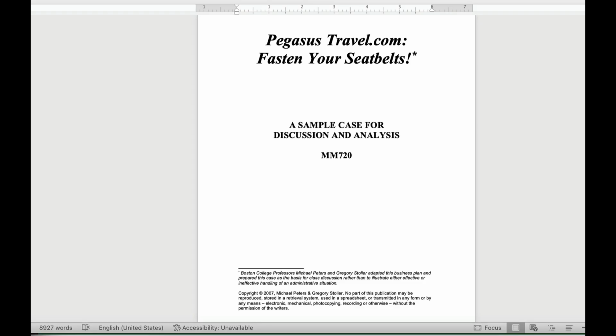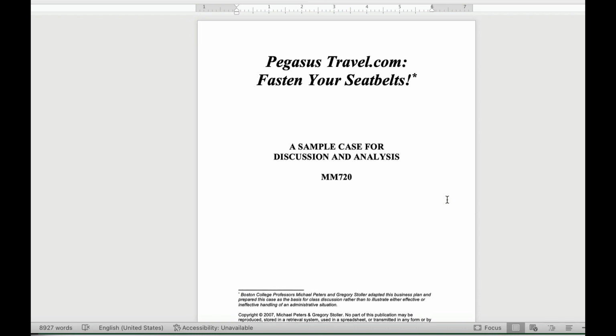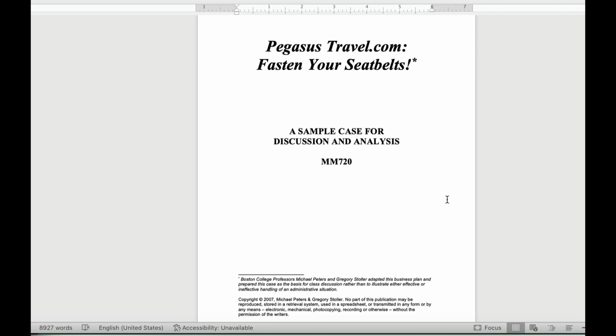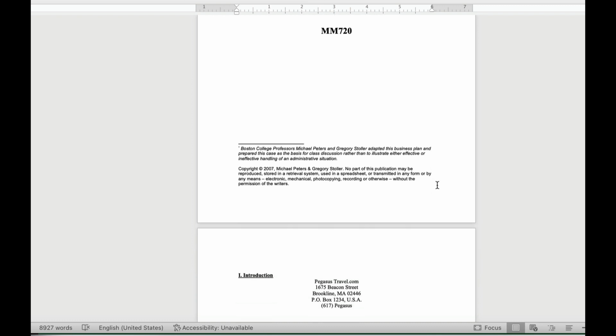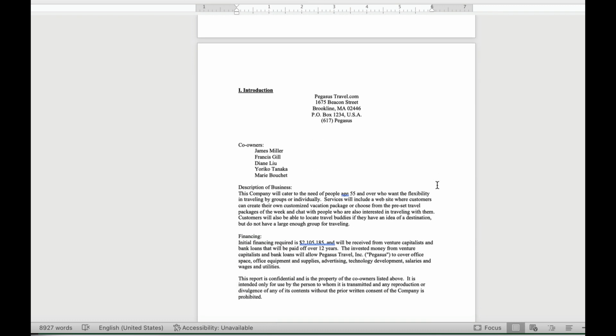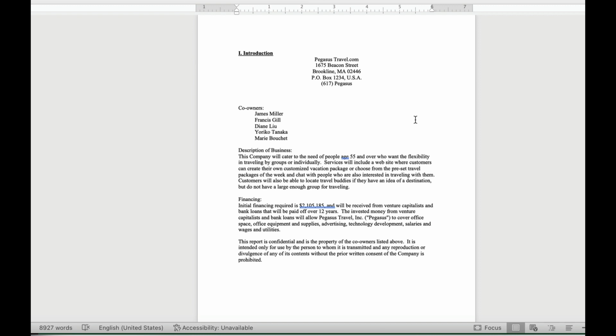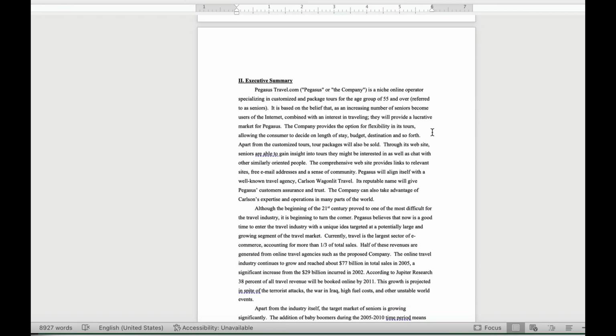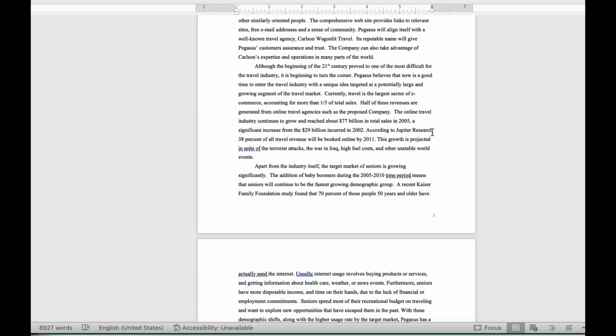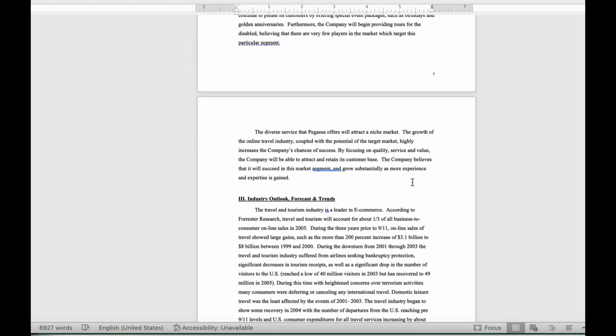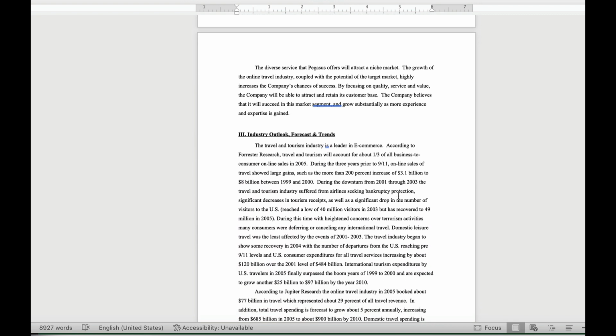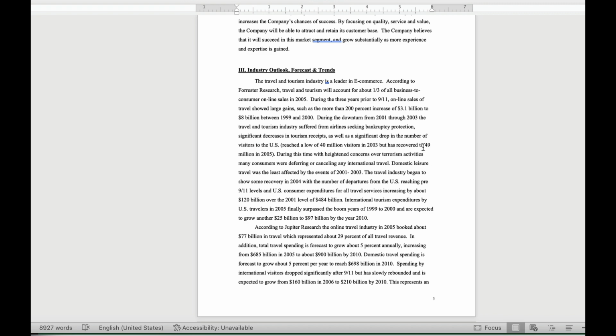So let's take a look at an actual business plan. In this case, we have a business plan for a business called Pegasus Travel. And this is just a sample. I will make this available to you so that you can read it. I showed this on the presentation already, this first page, the introduction page. Then you have the executive summary, one, two, three pages. And then you go into the industry outlook.